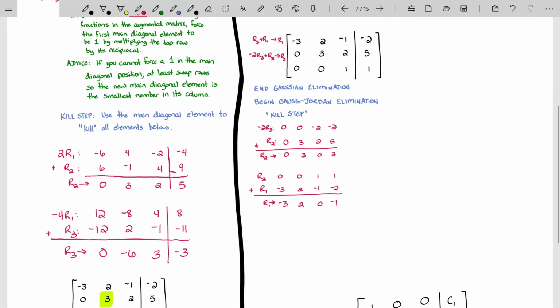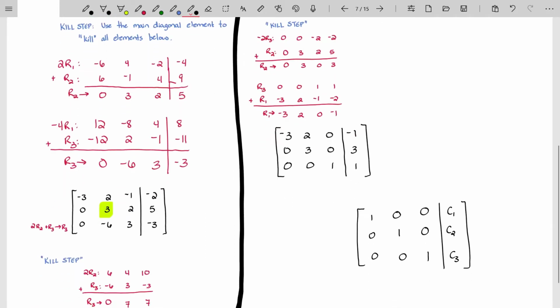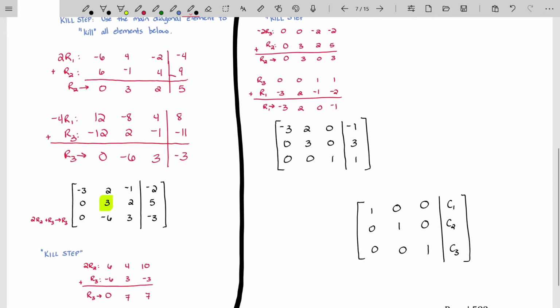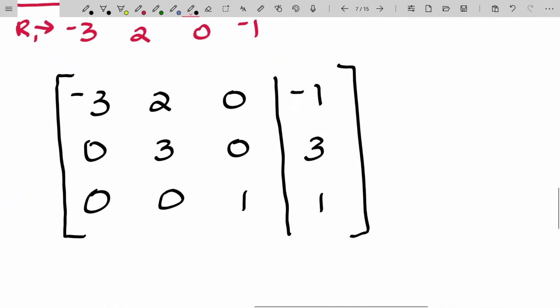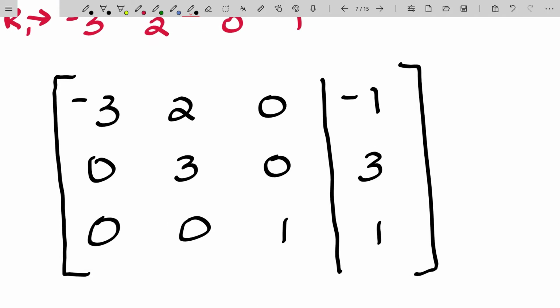Let's go ahead and rebuild our system. This time I'm just going to draw it out because the system is so significantly different now. So our new row 1 is negative 3, 2, 0, negative 1. There's an augmentation bar right there. The new row 2 is 0, 3, 0, 3, and then the row 3 is still the row 3. Notice that we're getting closer to where we want to end. Also, I've used this element to kill everything above, so we're done there.